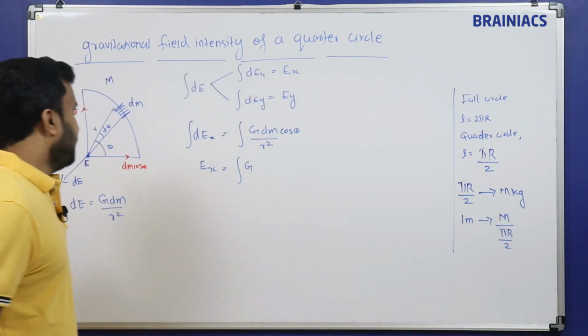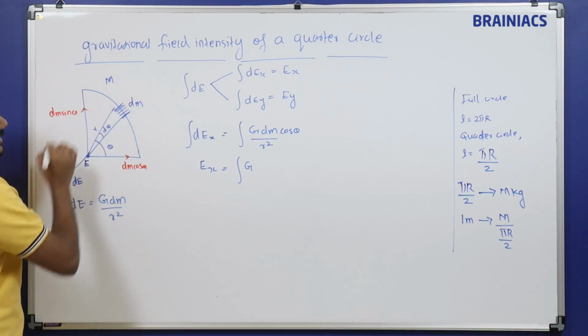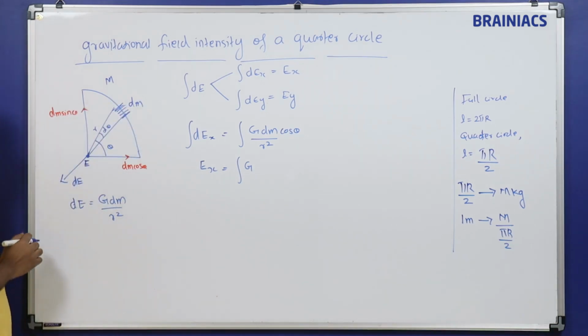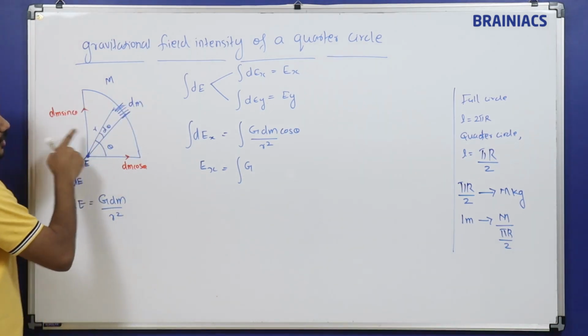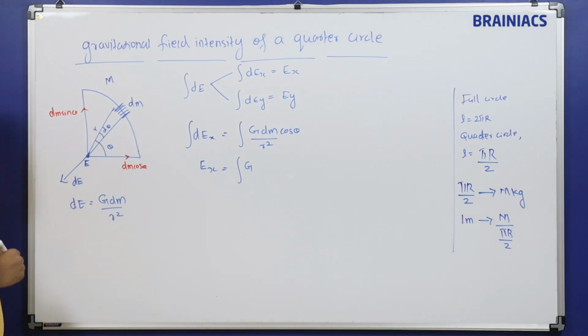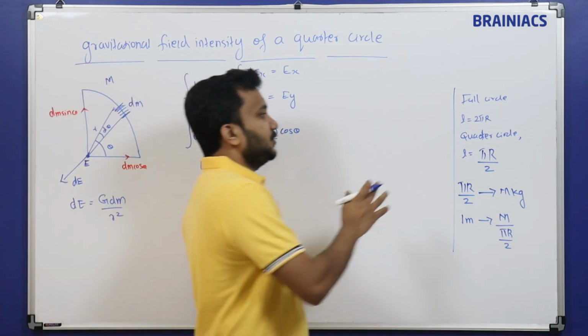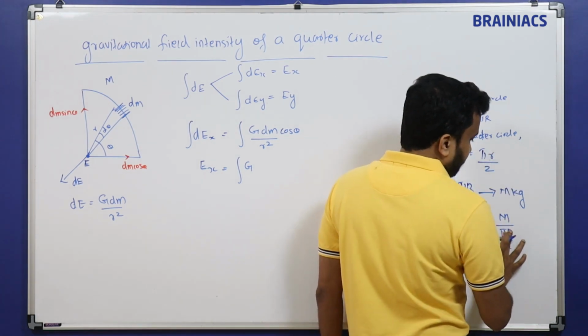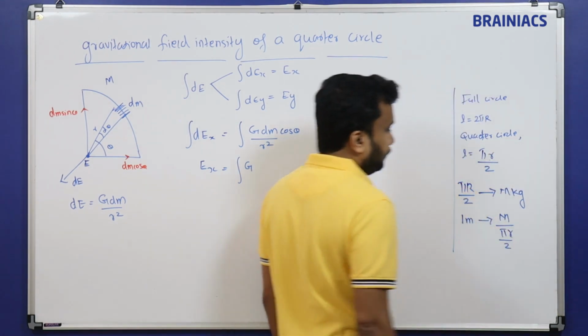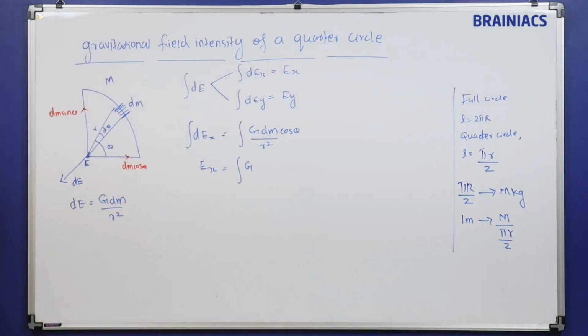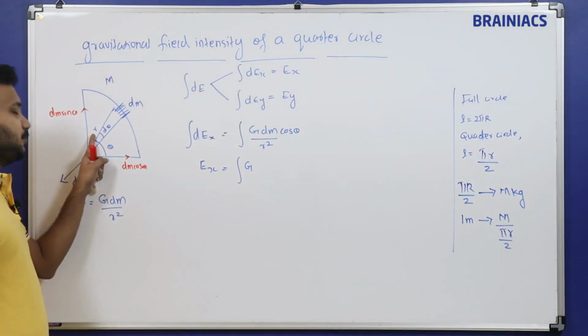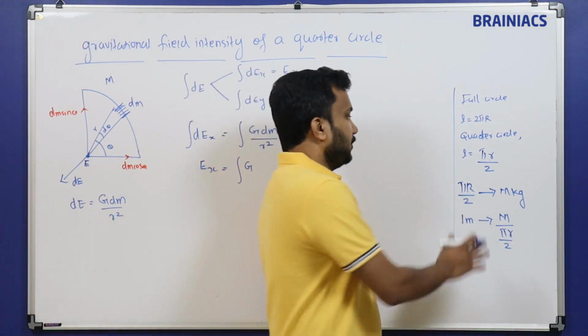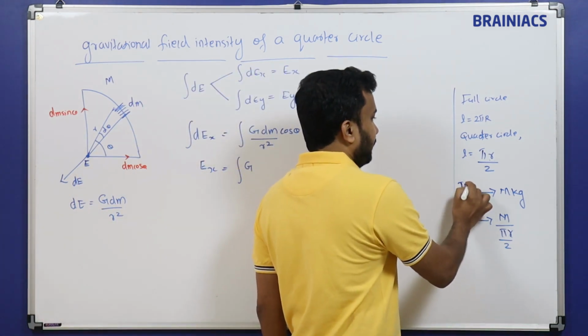That's clear. Next, what is the length of our dm mass? If this radius is called small r, so I will keep it as small r here, pi r by 2. Capital R or small r, anything you can take, because here we have taken small r. That's what I replaced with small r all over here.